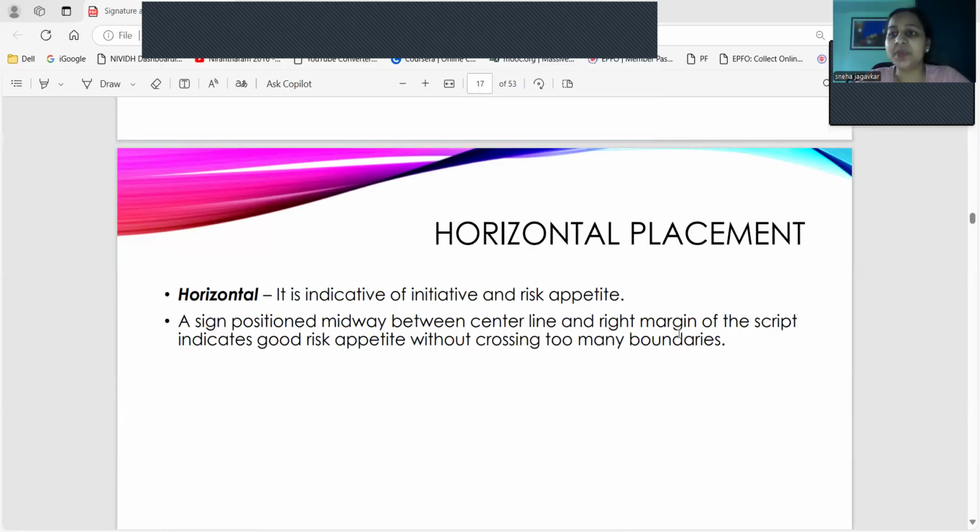Now, horizontal placement speaks about the amount of risk appetite a person has, depending upon the horizontal placement. Okay. So, horizontal placement, as I've already spoken about over here, this becomes point number one, where the person signs, and from here, the person signs twice again. So, this is point number one, horizontal placement. Okay. Now, a sign positioned midway between the center line and the right margin of the script indicates good risk appetite without crossing too many boundaries.